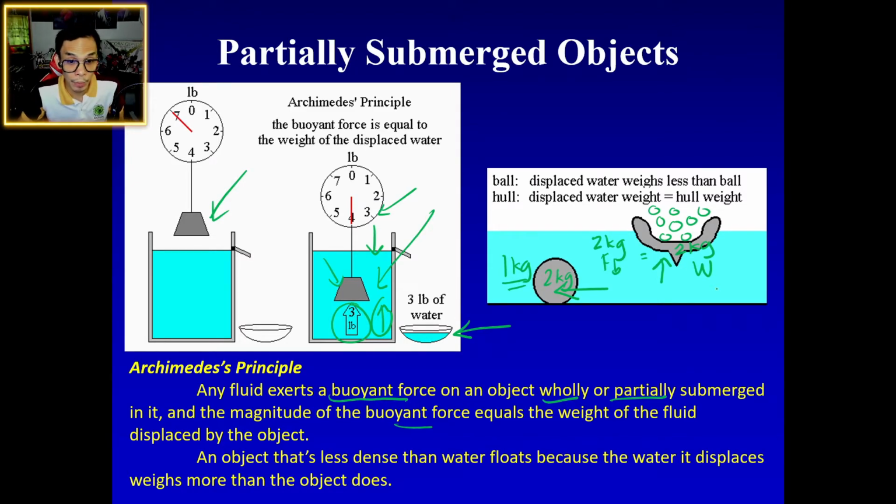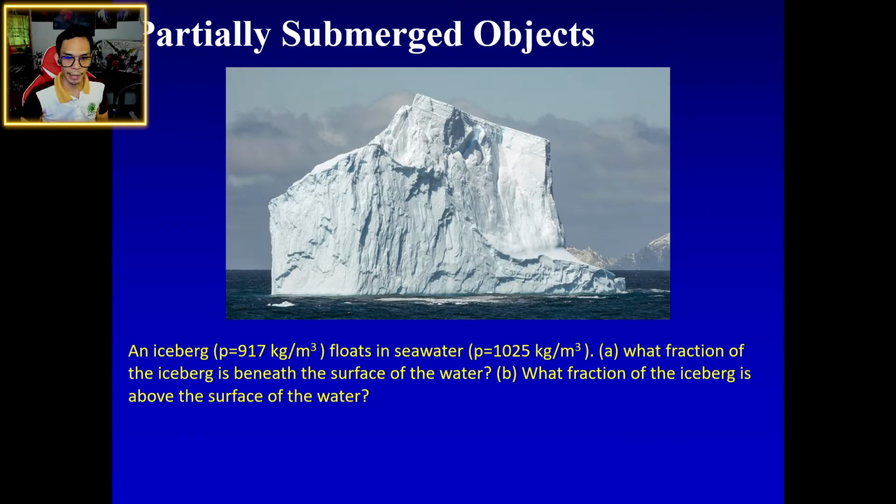Alright, so that is the Archimedes Principle. The buoyant force on an object, wholly or partially submerged, has a magnitude equal to the weight of the displaced fluid. Always take note that when the weight is greater than the buoyant force, it will sink. When the buoyant force is greater than the weight of the object, it will float. Okay, so that is the partially submerged object, and let's calculate some sample problems.